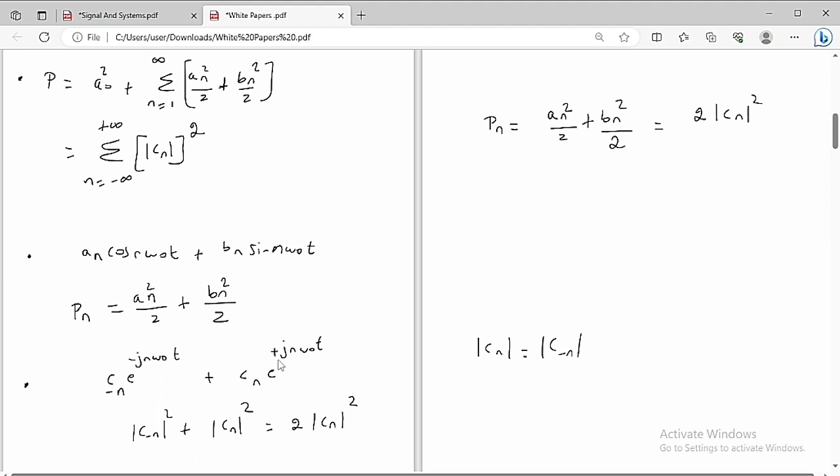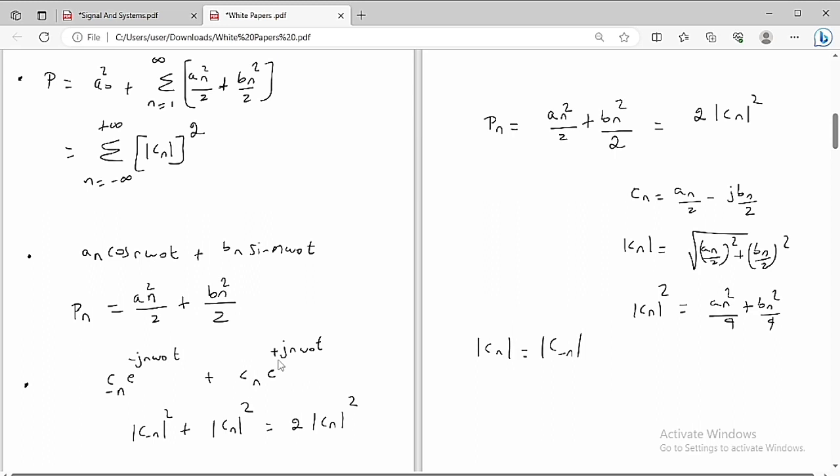You know Cn is An by 2 minus j Bn by 2, right? So what is mod of Cn? Mod of Cn is the square root of An by 2 whole square plus Bn by 2 whole square. Do the square of that: mod of Cn whole square is equal to An square by 4 plus Bn square by 4. Multiply by 2 on both sides, then we get An square by 2 plus Bn square by 2. So this is nothing but the same, they are equal. That is the reason I have written it.